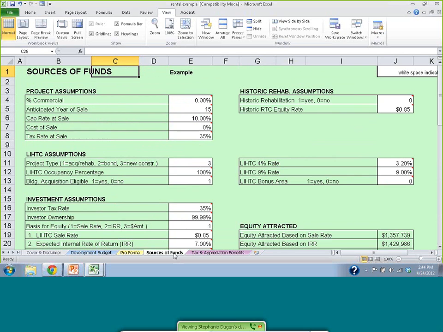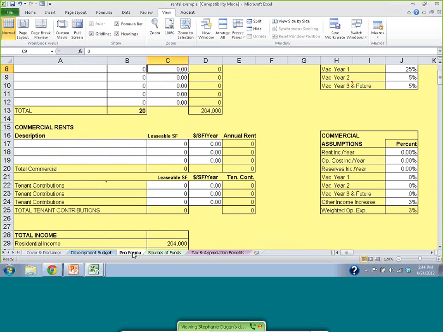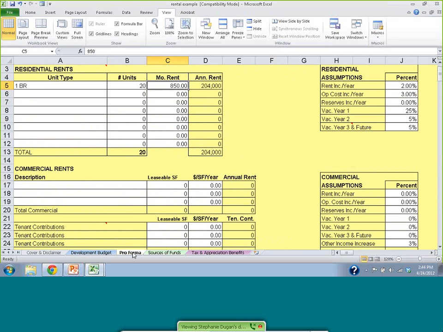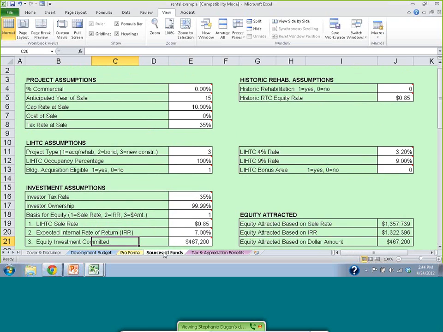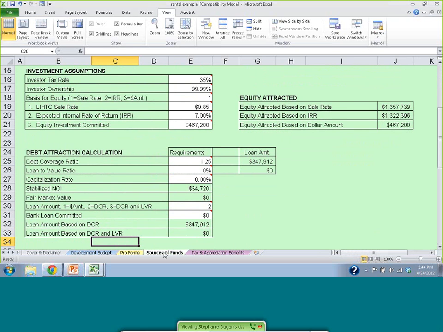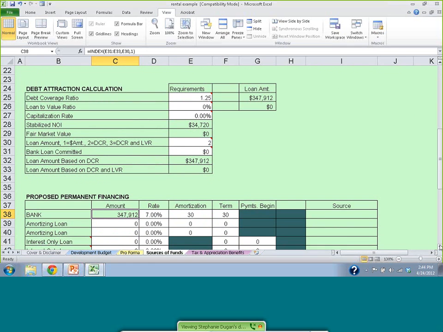Let's look at what happens if we change our rents to maybe a more affordable rent for a tax credit project. And we can go in, let's change our rents to $490. You can see our revenues have gone down substantially from the 204. And let's see how much debt we can attract now based on a 1.15 debt coverage ratio. Bank loan went down from over $1 million to $347,000. Much less, as we've got less income to attract debt to the project.